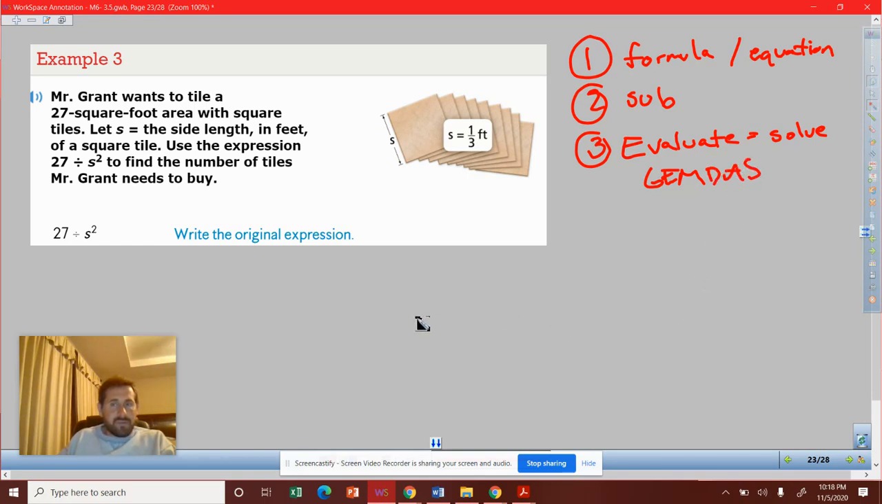Okay? So number 1, I'm going to write down the formula. So it's 27 divided by S squared. Number 2, I'm going to substitute. So it's 27 divided by, instead of writing S, I'm going to plug in 1/3 squared. Now I can evaluate. So I'm going to create my GEMDAS tower.